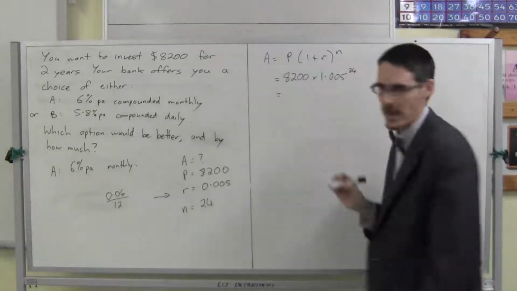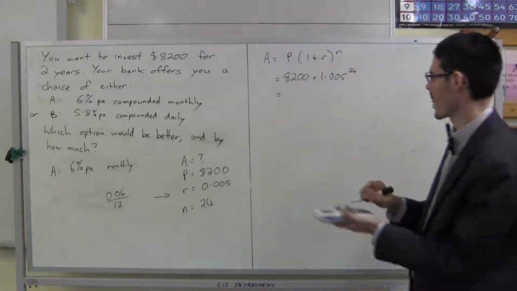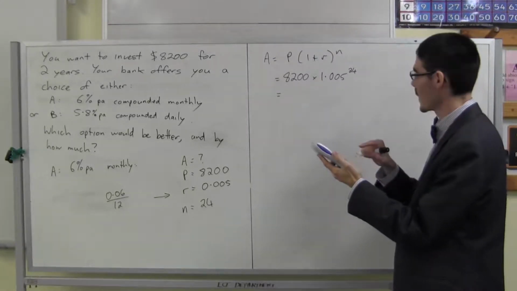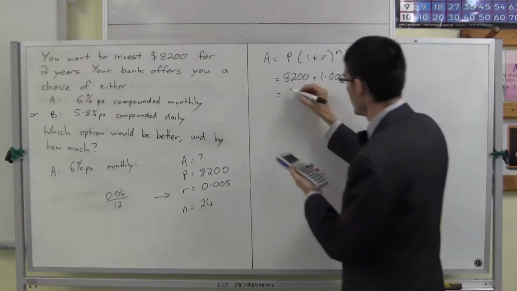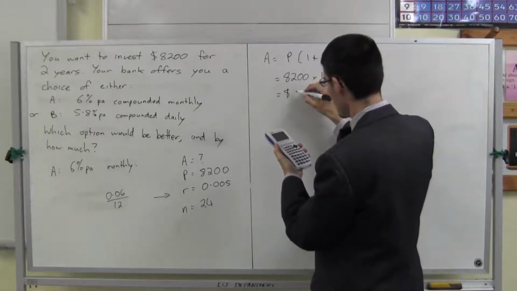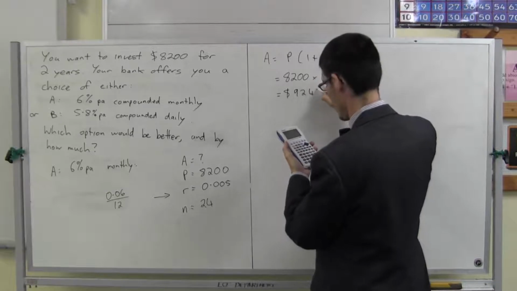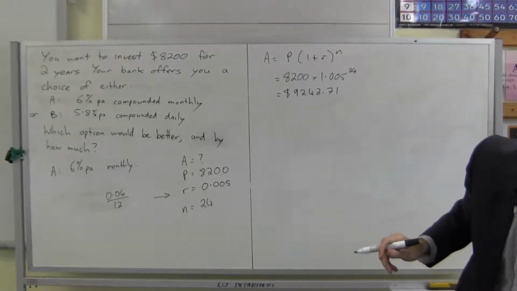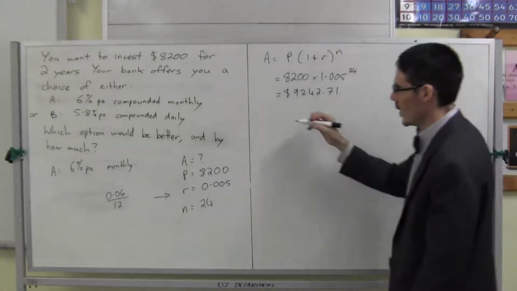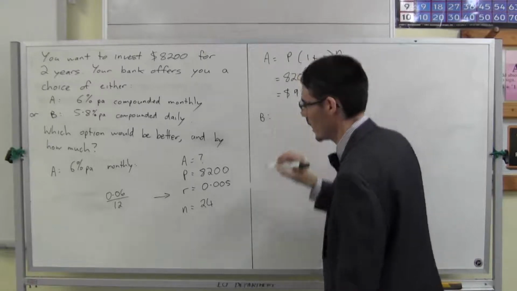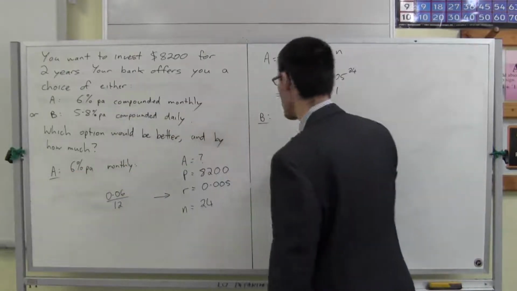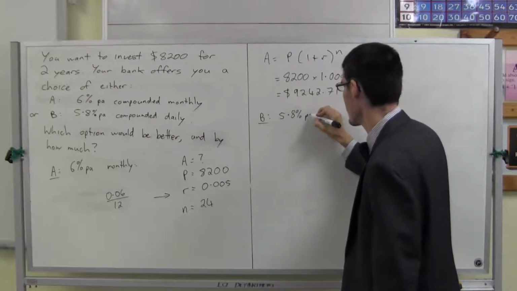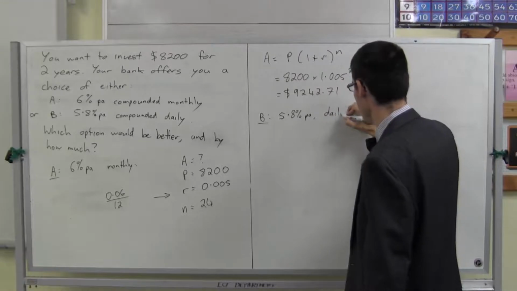Straightforward. Calculator. 8,200 times 1.005 to the power of 24. My final amount, option A, is 9242. Round off to the nearest cent, 71. Okay, option B. Underline A and B. Option B is 5.8% per annum, compounded daily.